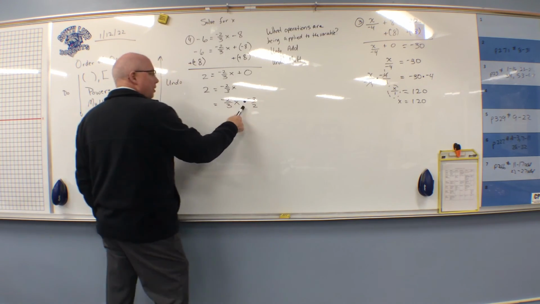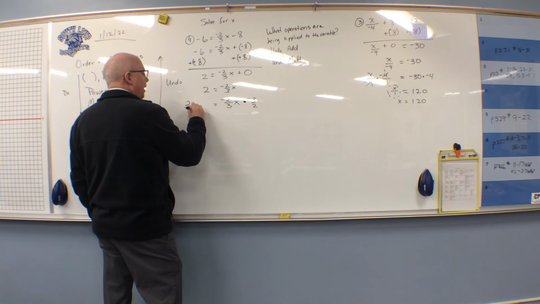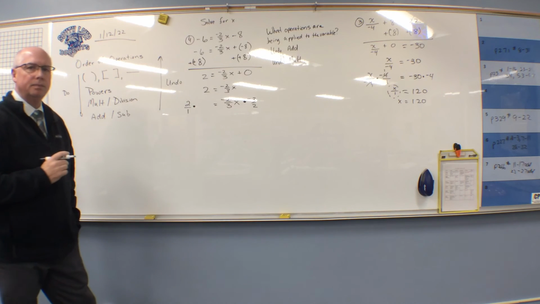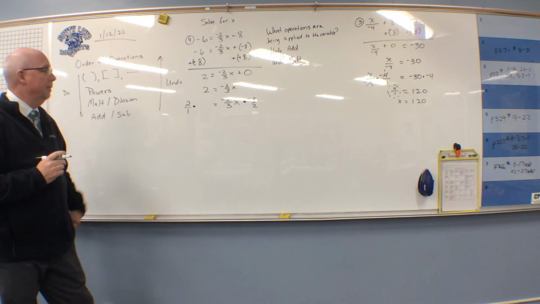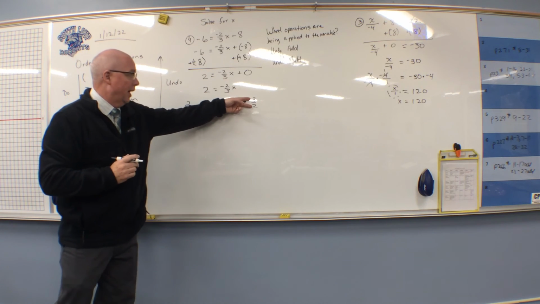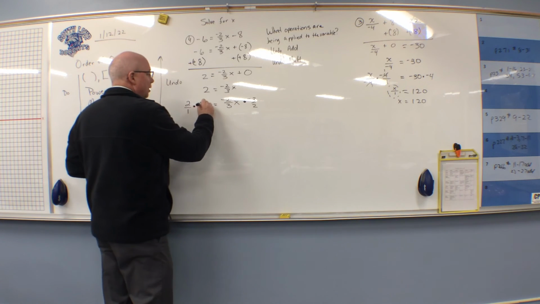All right, whatever I do to one side, Allie, I must do to the other side. So I'm going to put this as 2 over 1. Why did I put it as 2 over 1, Allie? So when you simplify it, it's gonna be 2. Okay, but this is a fraction, right? And so I'm keeping it a fraction. All right, so now I multiply it by 3/2.